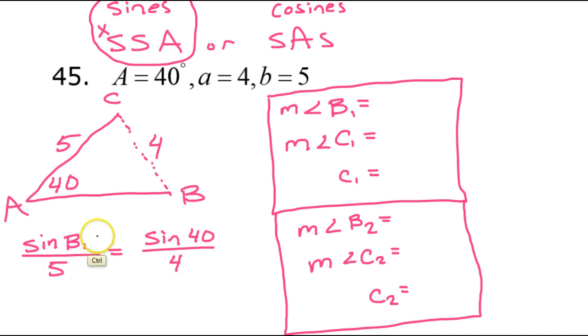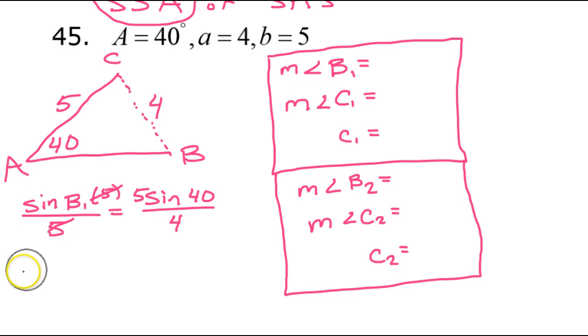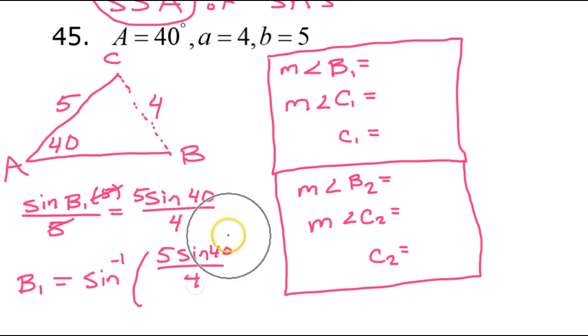Now, if I multiply both sides by 5, then these 5s will cancel each other out. That's going to leave the sine of B1 equal to all this. But I really want the measure of angle B1 itself, so that's going to be inverse sine. So if I do the inverse sine of 5 sine 40 over 4, that should give me the measure of angle B1.